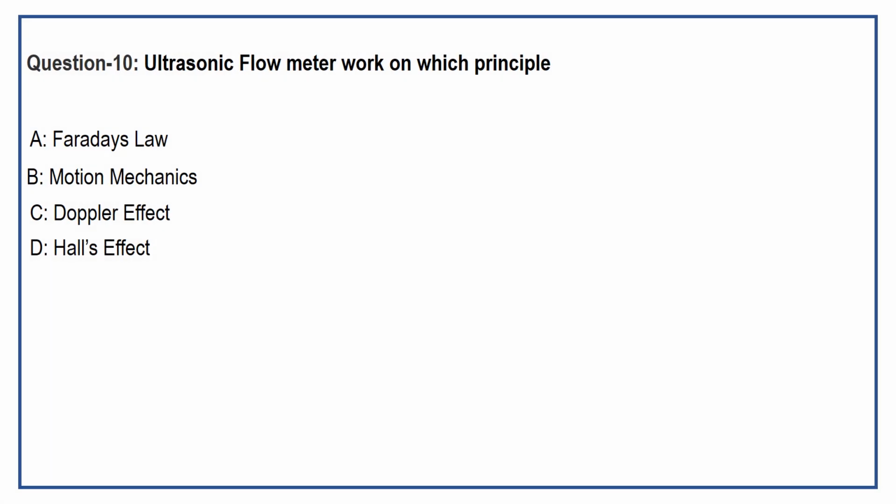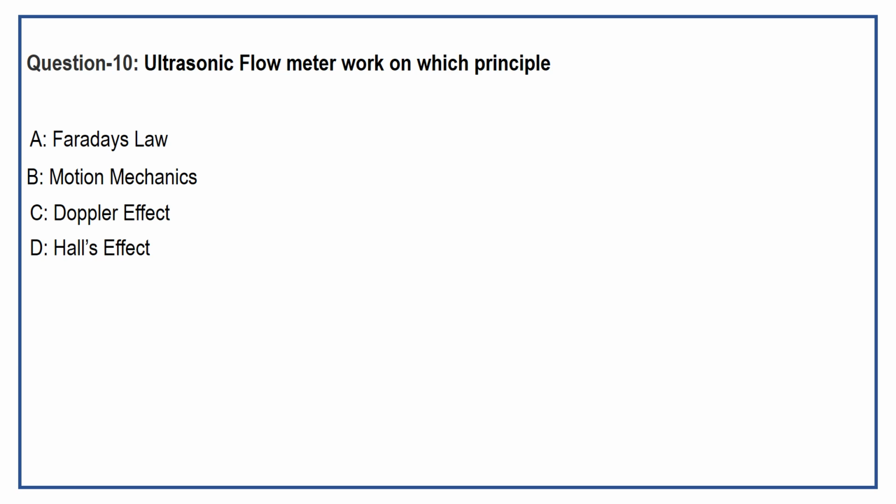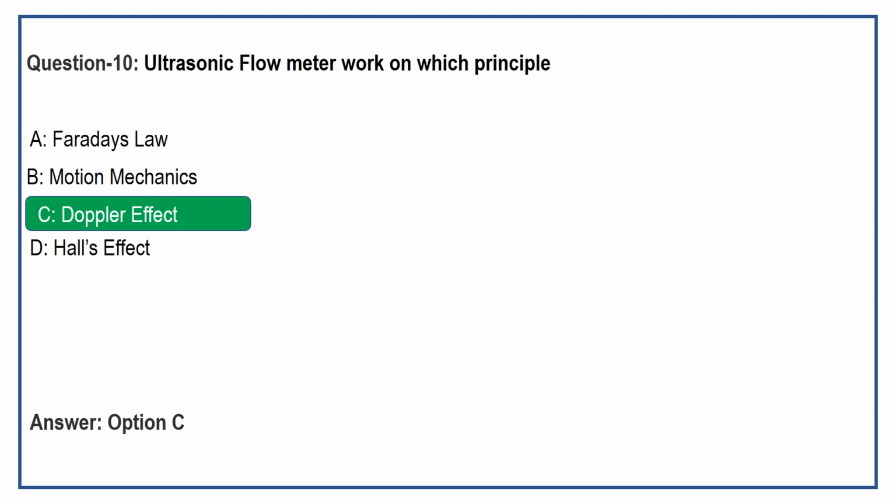Next question is, ultrasonic flow meter works on which principle? Let's see the options. Option A, Faraday's law. Option B, motion mechanics. Option C, Doppler effect. Or option D, Hall's effect. So the correct answer of this question is option C, Doppler effect. Yes friends, the ultrasonic flow meter works on the principle of Doppler effect.